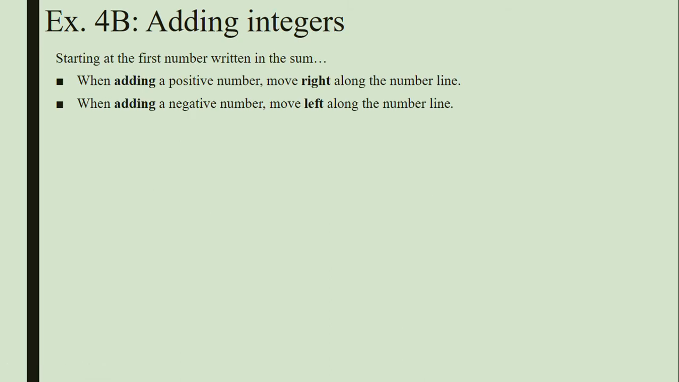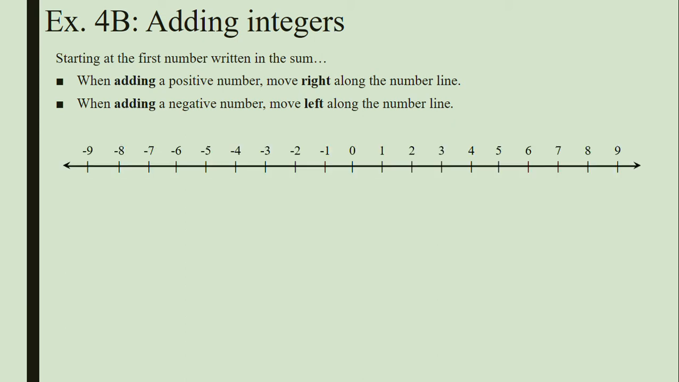So when you're adding integers, we start at the first number written in the sum, just like we did in the Are You Ready? But when we add a positive number, we'll move to the right, and when we add a negative number, we'll move to the left. I will teach you a shortcut for this soon, I promise, but for now we're keeping it really, really basic. So there's a number line ready to go.